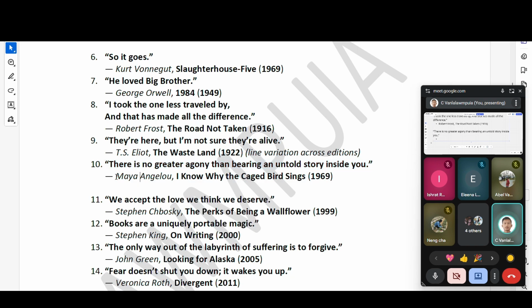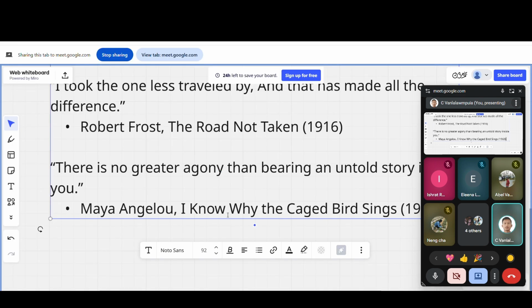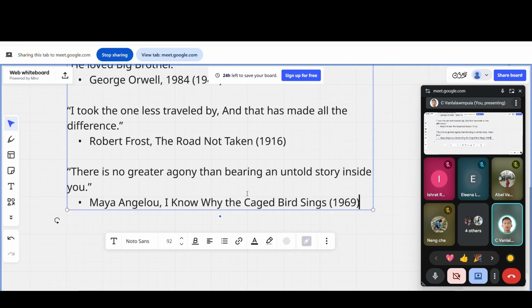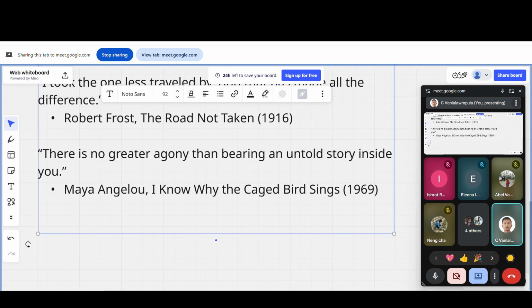Have you heard of Maya Angelou? "I Know Why the Caged Bird Sings." Okay, this is taken from I Know Why the Caged Bird Sings, Maya Angelou. You see even the publication year is written here, 1969. These are the notes that I have prepared. And next question.